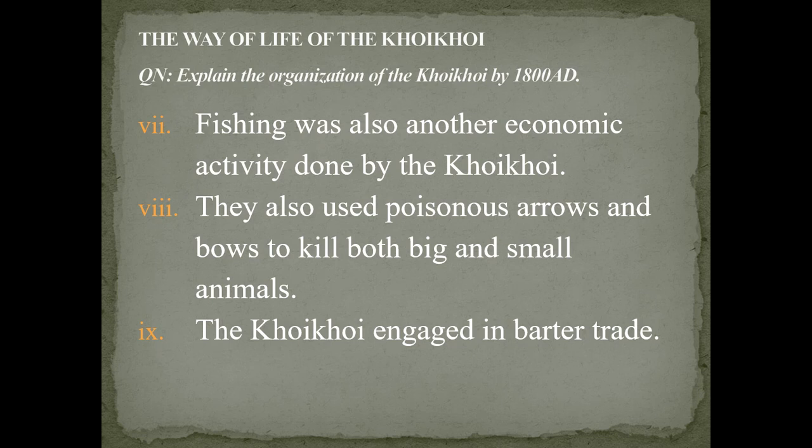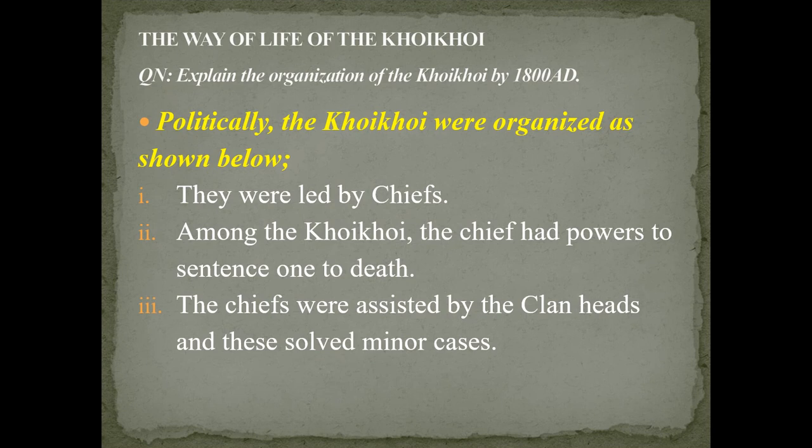Then they engaged in barter trade. Okay, they exchanged items amongst themselves, and then later, with the coming of other groups like the Bantu and the Dutch, they also exchanged with them. That was barter trade. Let us look at the last item on the organization, which is to do with the political organization of the Khoikhoi. Unlike the Bushmen, these Khoikhoi people had chiefs. Okay, they were led by chiefs, and the chief had the powers to sentence one to death. That is point 2. So the chief was not just there to receive gifts from people, but he had the powers even to order someone's death. That means that they were very powerful.